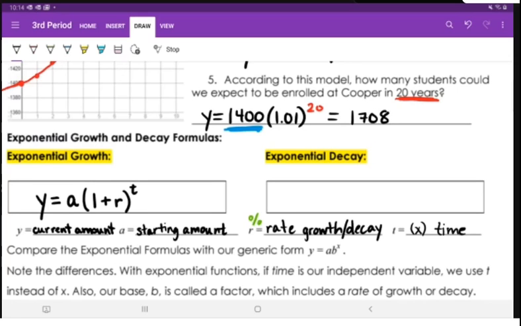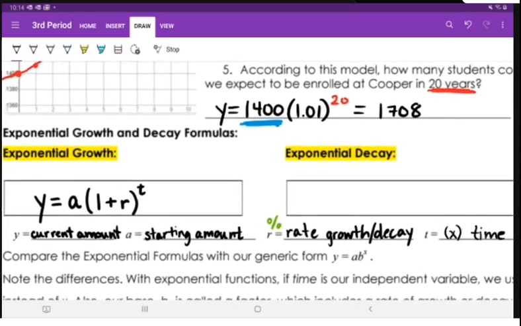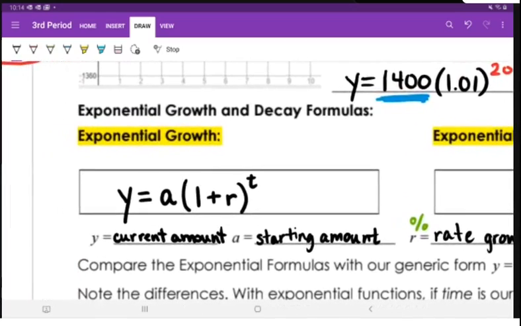So let's go back to how we built this exponential growth model. In our previous example, our starting amount of students was 1,400. And then we took 1 plus our rate, which was 0.01, and then to the exponent of time. So however many years we wanted to put there, we would put in for T. And this is how we built our model.